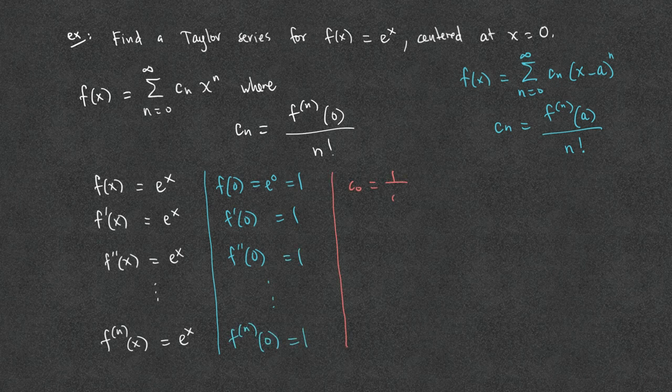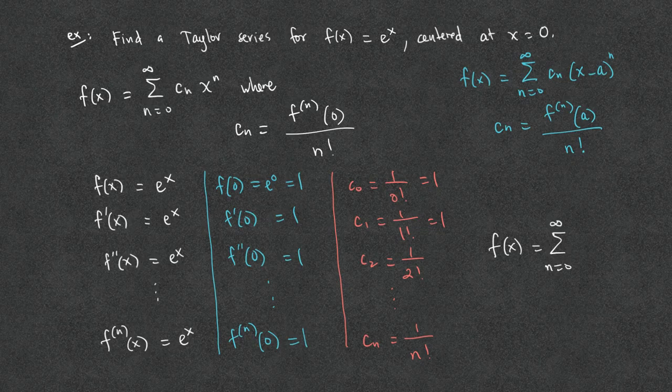Therefore, c sub 0 is 1 over 0 factorial, which is 1. c sub 1 is 1 over 1 factorial, which is 1. c sub 2 is 1 over 2 factorial. c sub n is 1 over n factorial, where the numerator is the nth derivative evaluated at x equals 0.